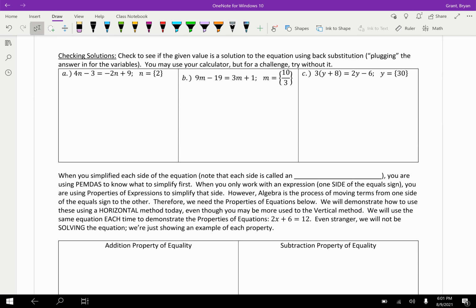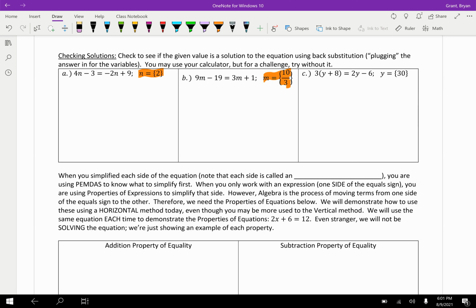This first part is going to have you check to see if the given value, and our given values here are written like so. You might notice that each of these given values is written in a set of these sideways curly braces. I kind of call them sideways seagulls. When you draw your seagull, right, something like that. That's what they are, just drawn sideways.